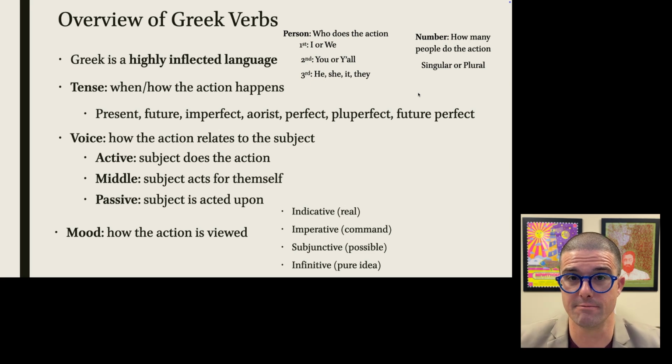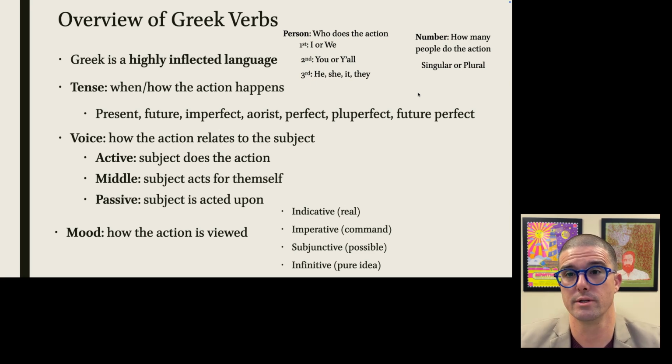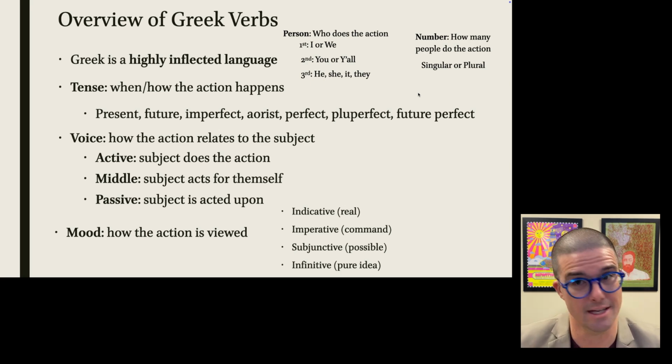In the indicative mood, which is the basic mood of Greek, the action is viewed as real, as it has happened in the past, it is happening in the present, or it will happen in the future. It's real action that is known to happen. So Dr. Elder taught, it did really happen. Dr. Elder is teaching, he is really doing it, or Dr. Elder will teach, he will really do it in the future.